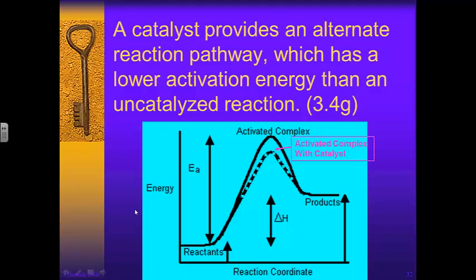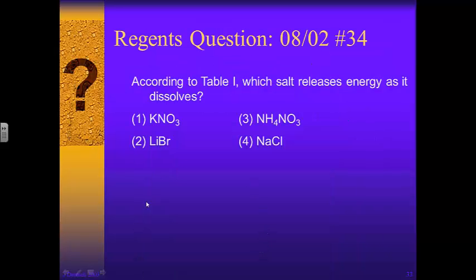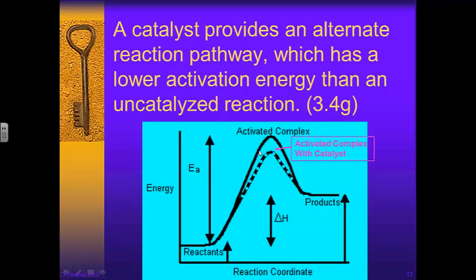A catalyst provides an alternate reaction pathway which has a lower activation energy than an uncatalyzed reaction. Therefore, it takes less time for the reactants to change into products. Adding a catalyst affects the amount of energy, so the activation energy, and it also affects the potential energy of the activated complex.